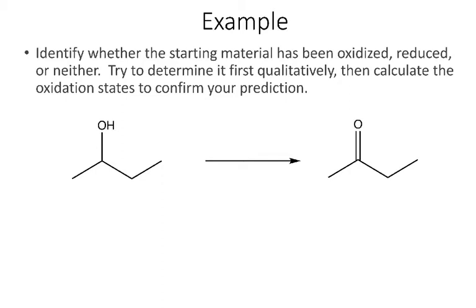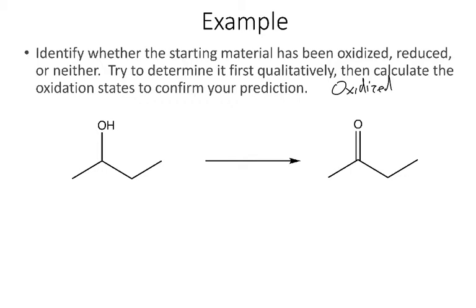Okay, so let's look at 2 examples. First, let's qualitatively determine whether the compound was oxidized, reduced, or neither. In the first compound, I have 1 bond between carbon and oxygen, and I go to 2 bonds between carbon and oxygen. And so it appears that it was oxidized. Let's go ahead and assign oxidation states to see if we can confirm that prediction.